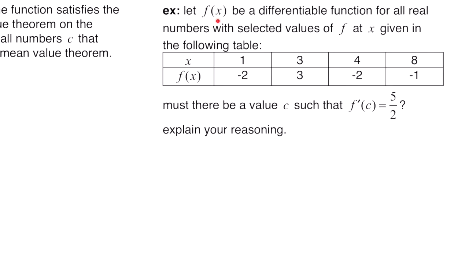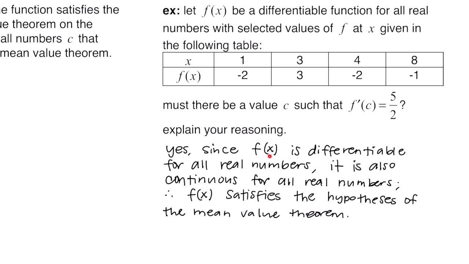This example says let f be a differentiable function for all real numbers with selected values of f at x given in the following table. So here you have your x values and then your f of x values. It says, must there be a value c such that f prime of c is equal to 5/2? Explain your reasoning. Okay, I wrote yes, since f of x is differentiable for all real numbers, it is also continuous for all real numbers. Therefore, f of x satisfies the hypotheses of the mean value theorem.